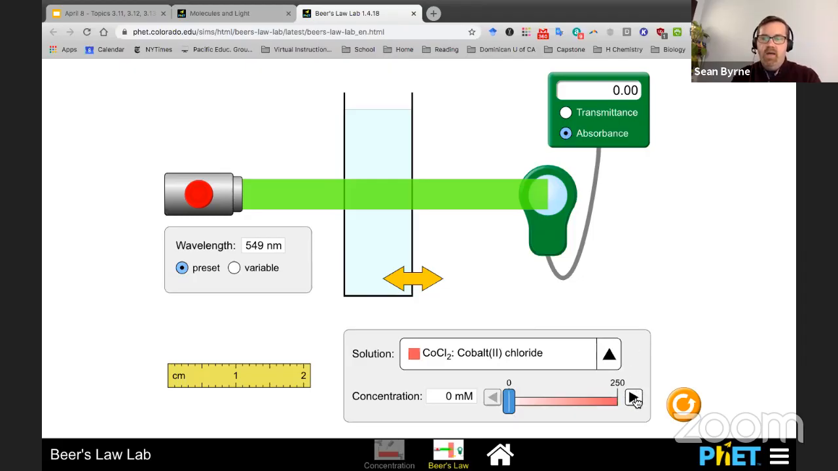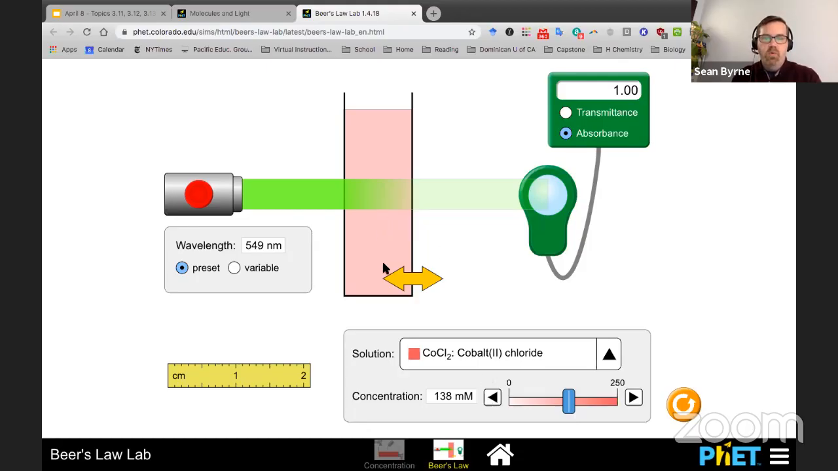And I'm going to come down to the bottom over here, and I'm going to increase my concentration of cobalt-2 chloride in my cuvette. And what I should notice is that you can just see that the color of the solution is increasing. And we should see that the absorbance is increasing as well. Okay. And for this setup, we can actually get to an absorbance that's above 1.0. We'll leave it alone right there for a second.